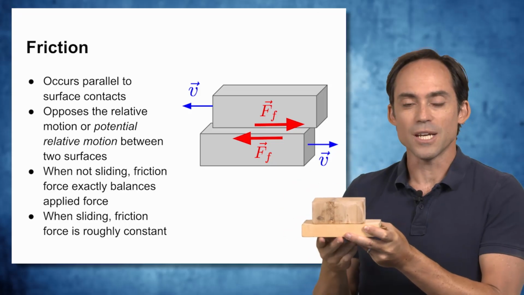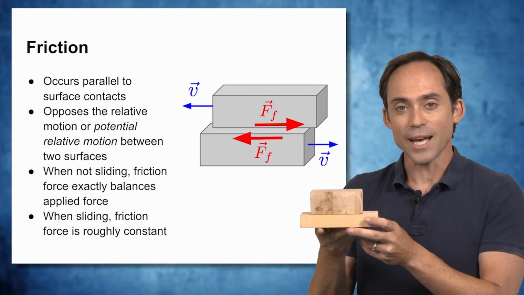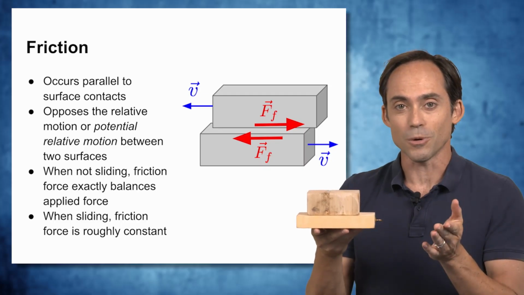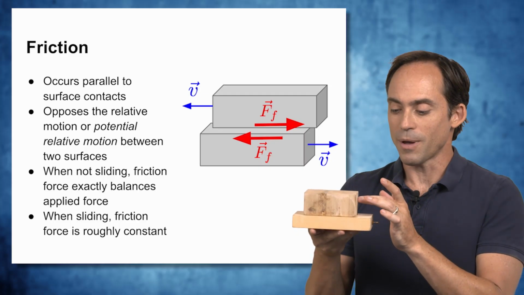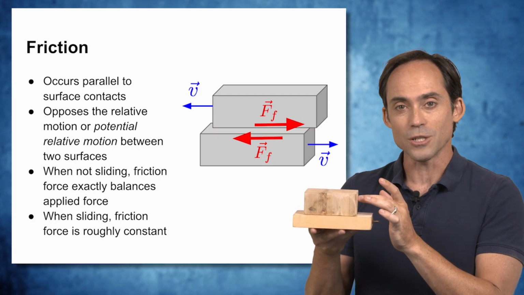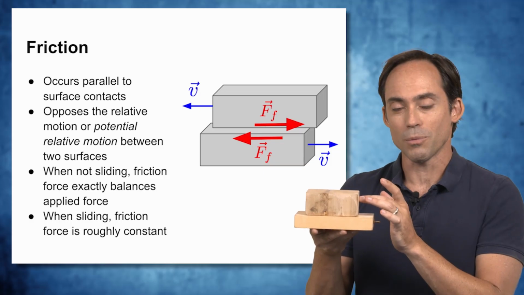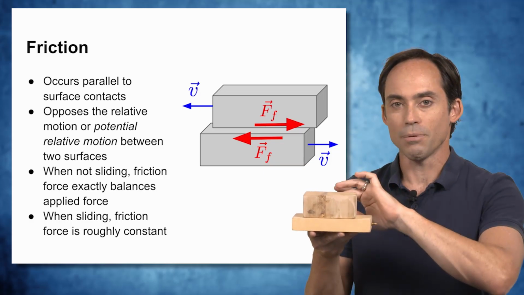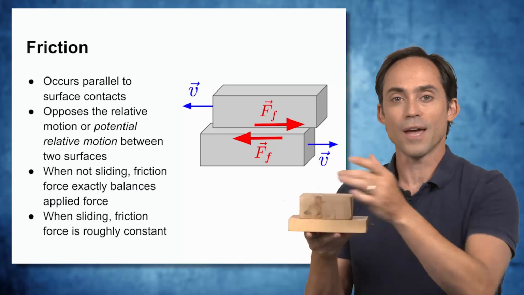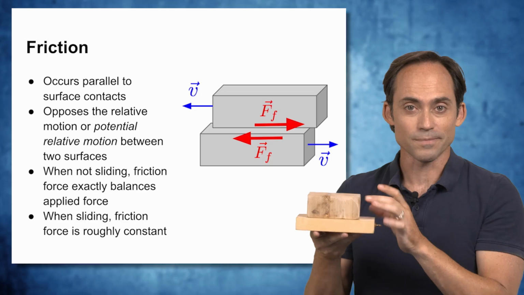Now, the friction force is an interesting one because it does act to counteract motion, but it also acts to counteract the potential for motion. So if I apply a small amount of force on this top block, even though it's not moving, friction is still applied because if it wasn't there, I would have an acceleration of this top block. So somehow friction is able to figure out which way to point based on the applied force and prevent motion in that direction by pointing the opposite direction.